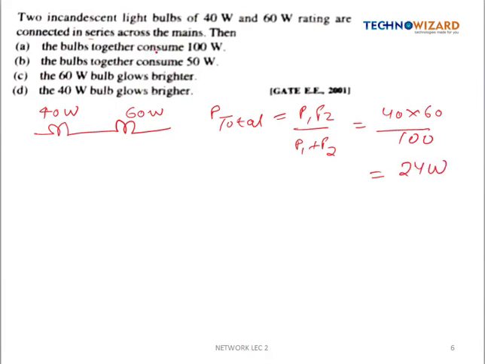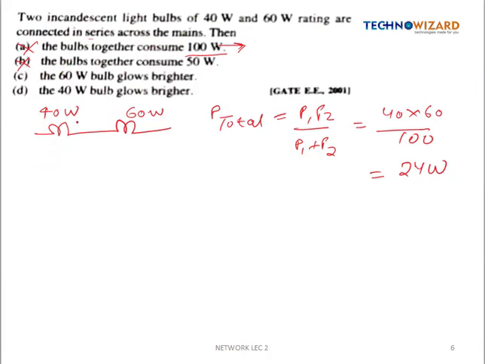So the option that the bulbs together consume 100 watt is wrong, because if the bulbs are connected in parallel, then the total power consumed by the bulbs will be 100 watt, but they are connected in series, so this option is wrong. This is also wrong because they will consume 24 watt.